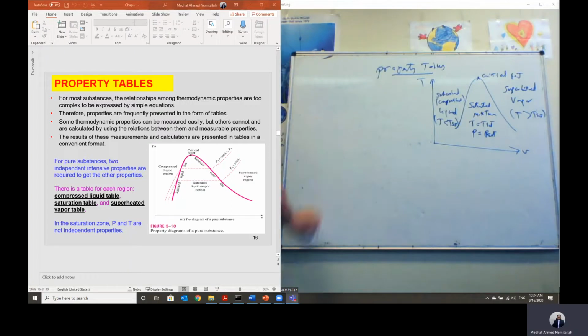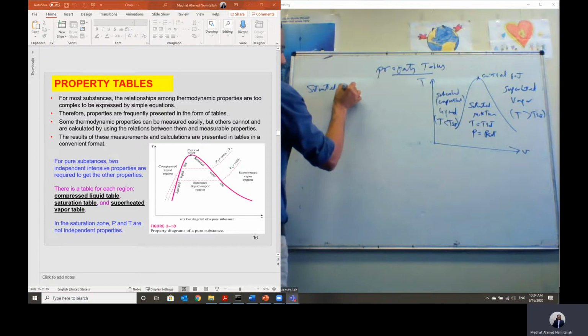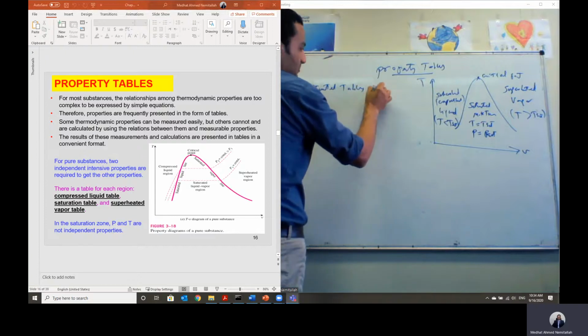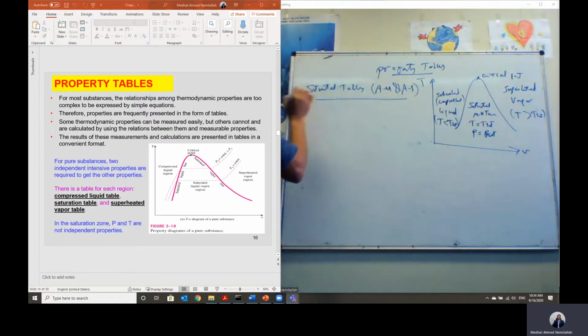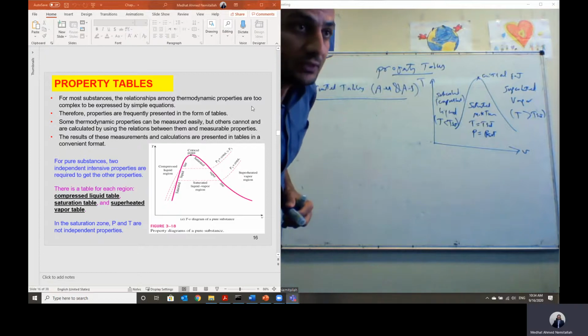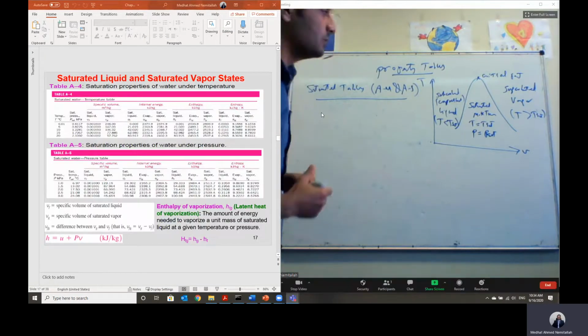Okay. Right, let's start for steam with the saturated table. For saturated tables, we have table A4 and we have table A5. We said table A4 is starting with temperature. We can use it if temperature is given. Table A5 is starting with pressure. We can use it if the pressure is given. You can look at here. This is the table A4.